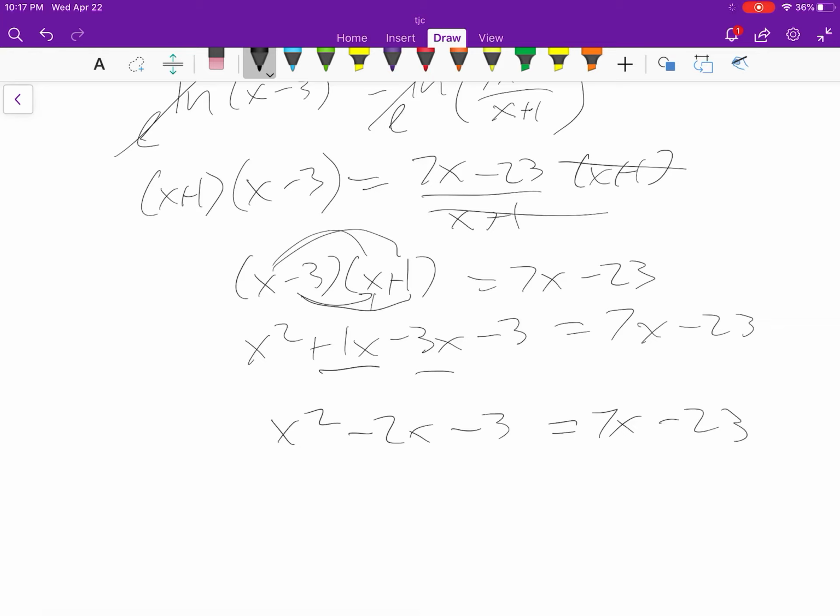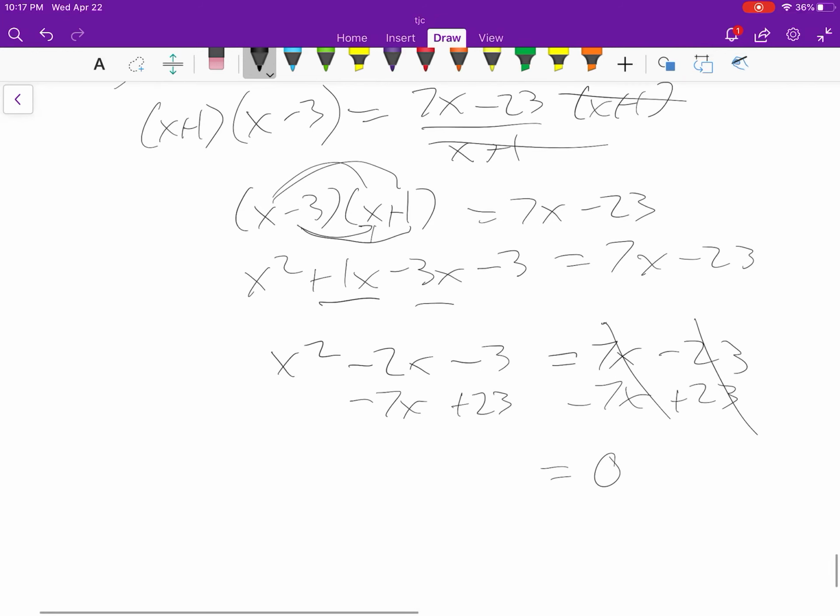Now we're going to move everything to the left-hand side. We know we're going to have to factor this. So I do that by subtracting 7x from both sides, adding 23 to both sides. Here, you're going to get 0 on the right-hand side. On the left-hand side, you're going to get x squared minus 9x plus 20 equals 0. Now, are there two factors of 20 that add to 9?